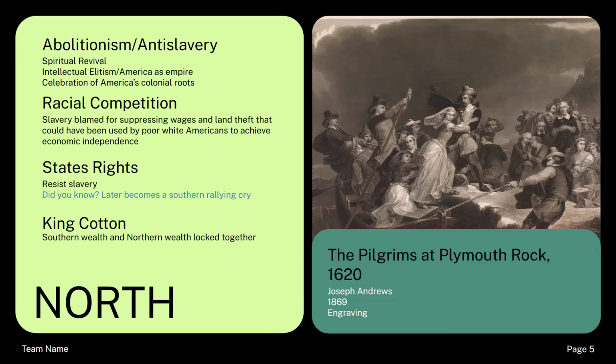The North believed that if every new territory in the West was allowed to establish for itself whether it would be free or slaveholding, that would actually be the better balance of power when it came to the federal government. Really, the South believed that the federal government needed to help protect the institution of slavery. And now you're going to see King Cotton, right? Southern wealth and Northern wealth are locked together no matter what.